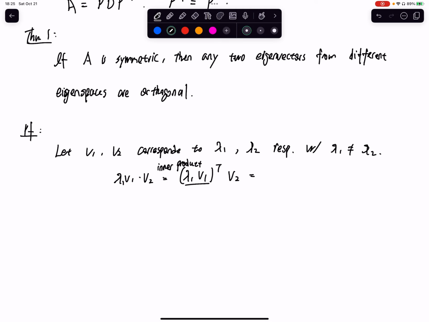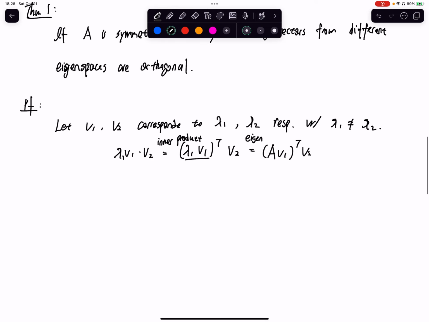And since it is an eigenvalue and eigenvector pair, this equals (A v1) transpose times v2. So this equals v1 transpose A transpose v2, by the property of the transpose operation, and it is just v1 transpose A v2, since A transpose equals A, it is symmetric.